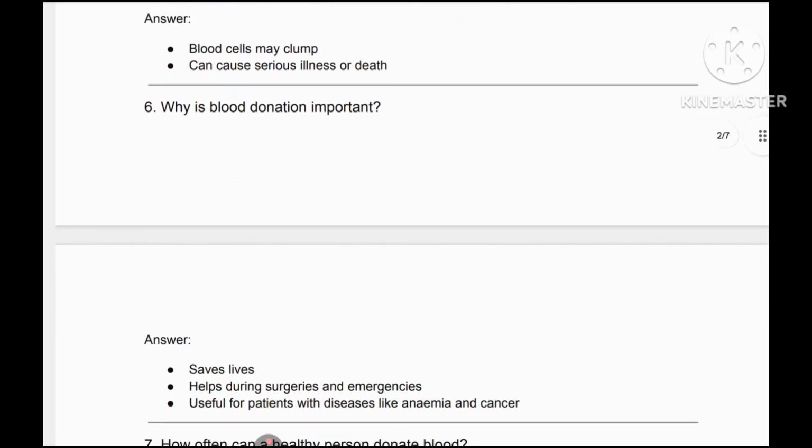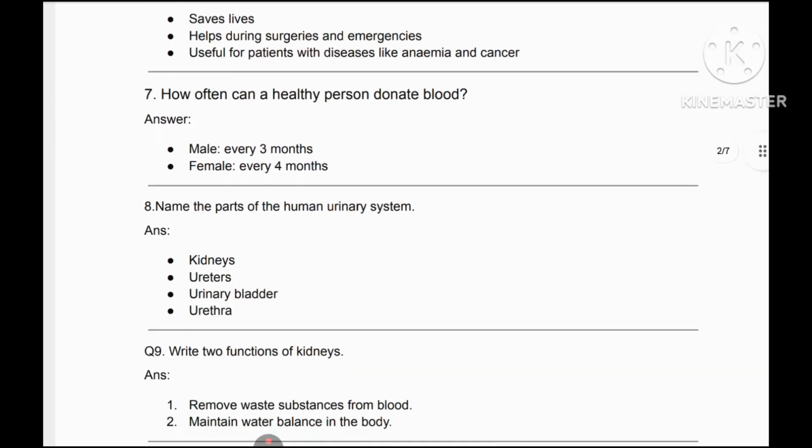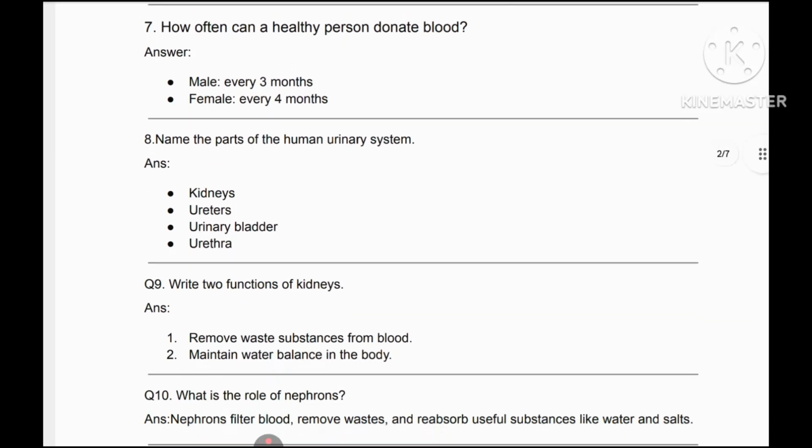Why is blood donation important? Because it saves lives, helps during surgeries and emergencies, and is useful for patients with diseases like anemia and cancer. How often can a healthy person donate blood? Male every 3 months and female every 4 months.